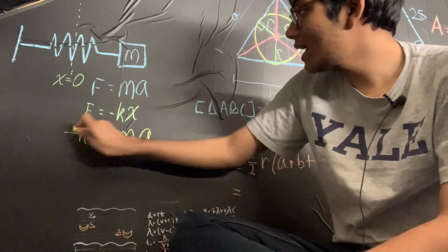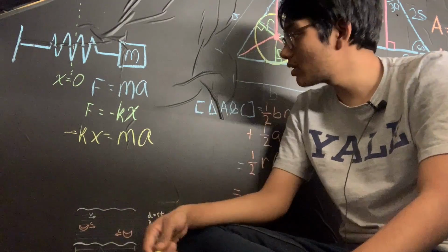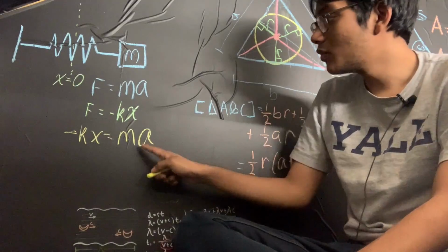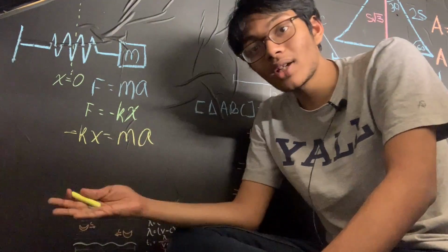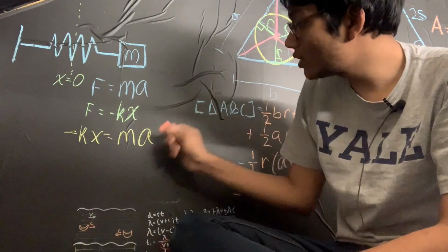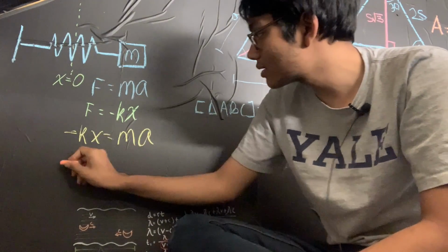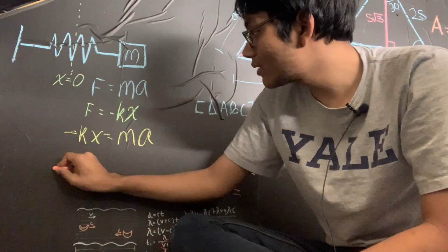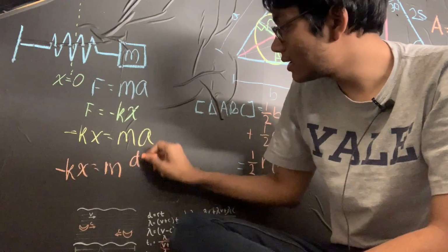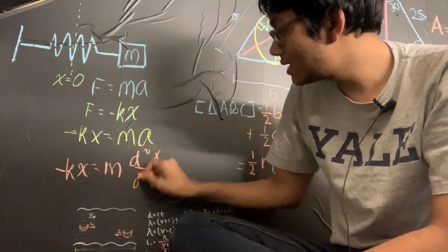But remember that a, acceleration, is just the second derivative of position. So we can actually go ahead and solve for x if we rewrite acceleration, because a does nothing for us if we don't rewrite it in terms of position. So let's go ahead and do that. I'm going to expand a right here. So minus kx is equal to m d squared x over dt squared.